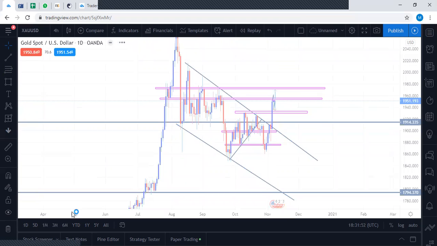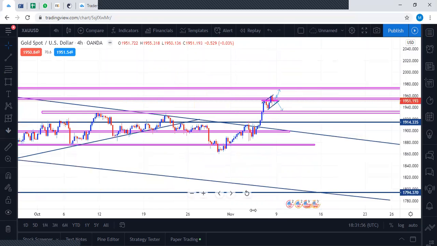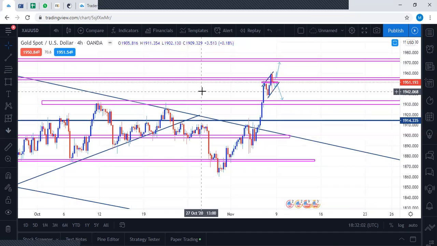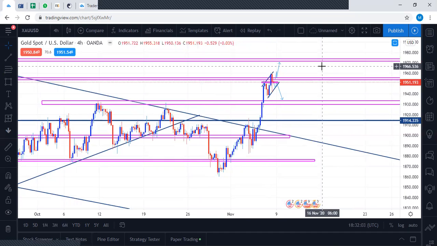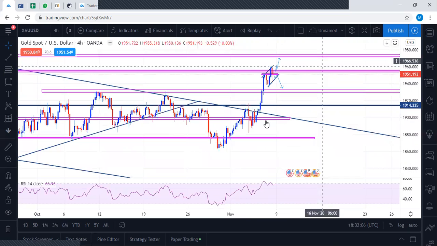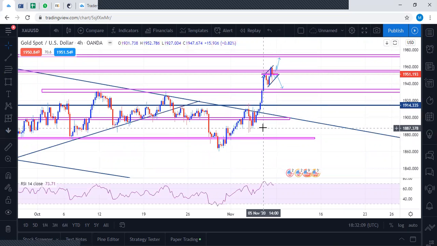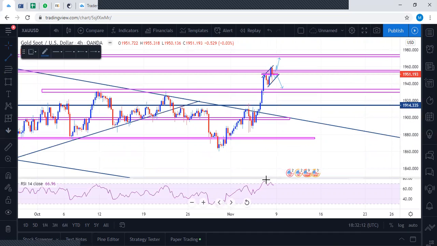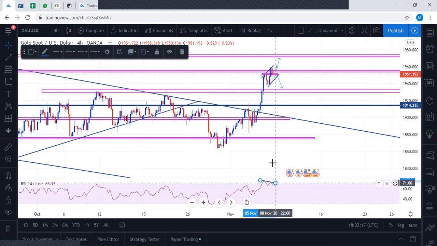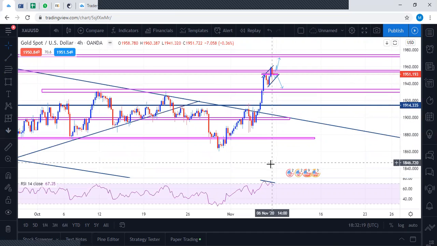Let's go down to the 4 hours and then down to the 1 hour time frame as well. On the 4 hours, you can see price is going up there. You can see there's some kind of a divergence here, which is signaling the possibility for price to break below the ascending channel and continue to the downside.